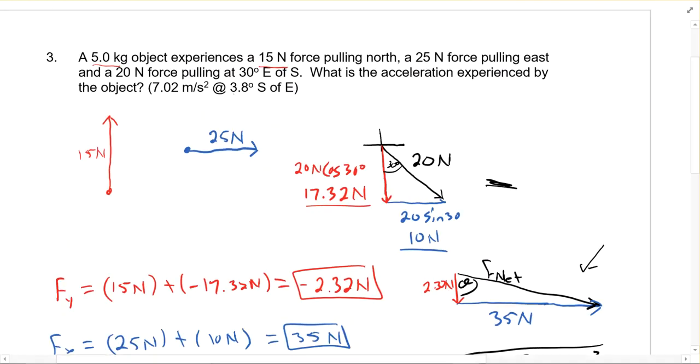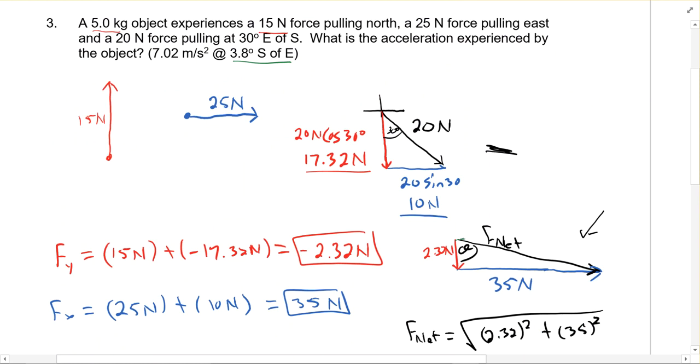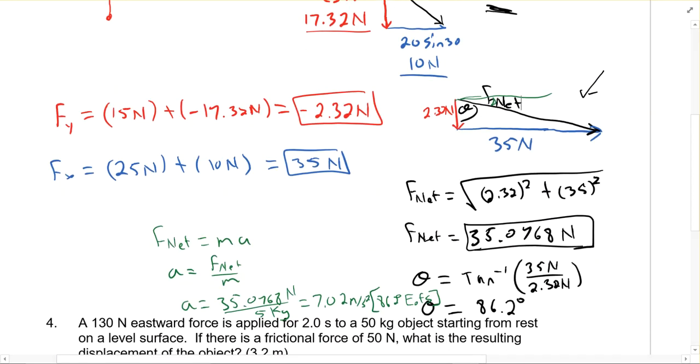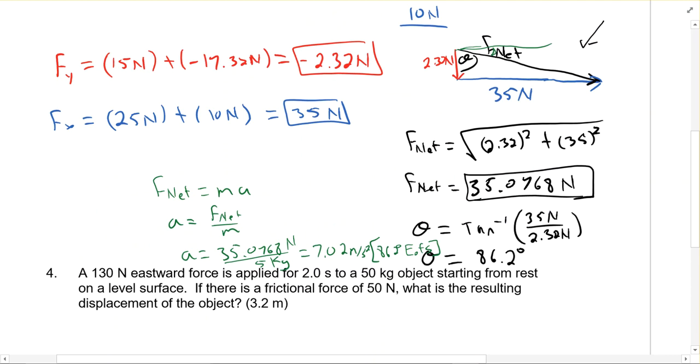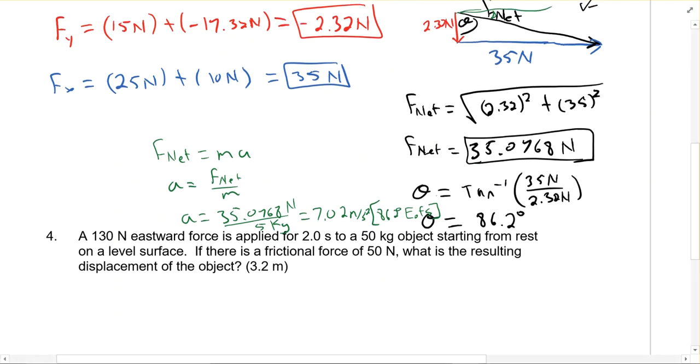Now, you might say, yeah, but the answer says 3.8 degrees south of east. Remember, those are the same thing. All that's talking about is it's looking at this angle. That angle there would be 3.8, and that would be south of east. I'm saying east of south. Same thing, though. They're both right. So that's my answer there. Sorry again about cramming that.